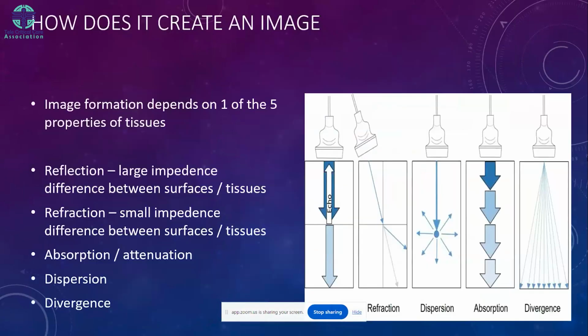Now, how does this ultrasound transducer create an image? The image formation is dependent on 5 properties of the tissues. It can reflect the ultrasound waves, it can refract them. Refract means basically change in direction. It can absorb or attenuate them, it can disperse them, or it can diverge them, which is called divergence. So in all these phenomena, there is either a change in direction, change in velocity, or both.